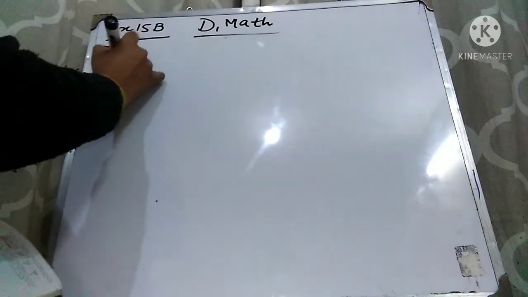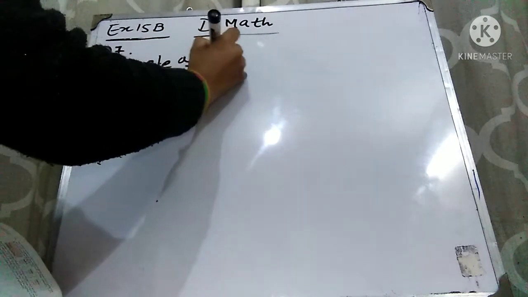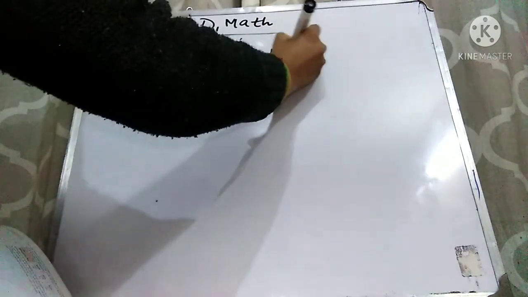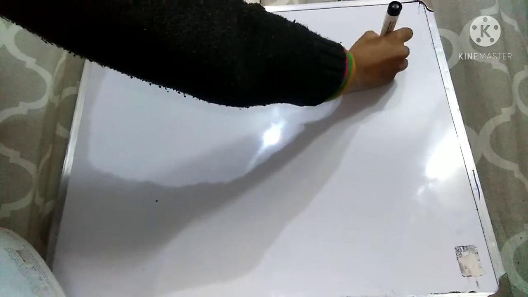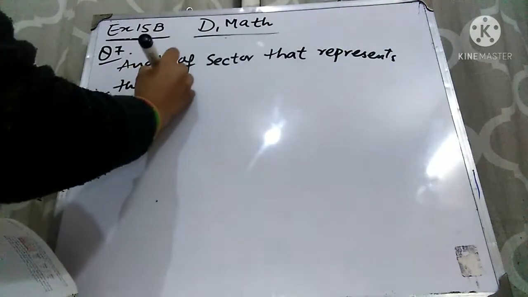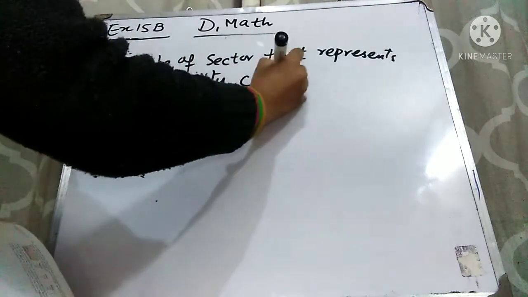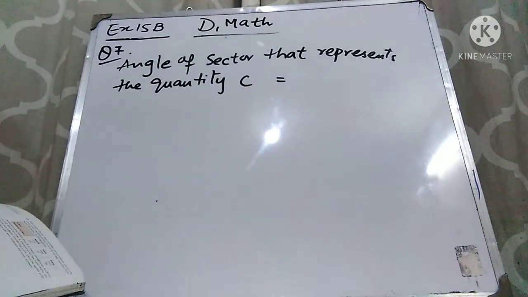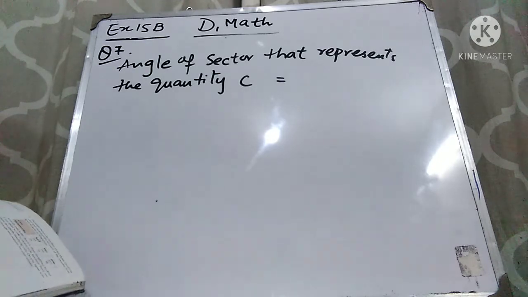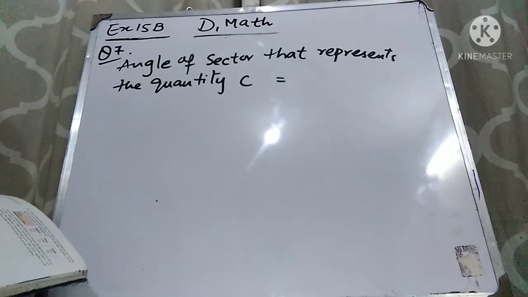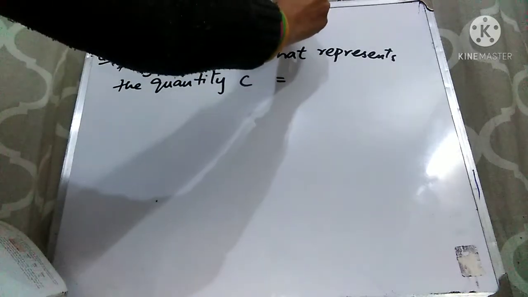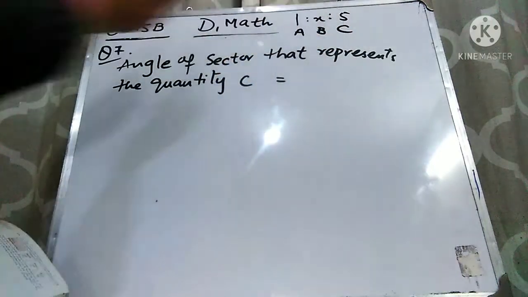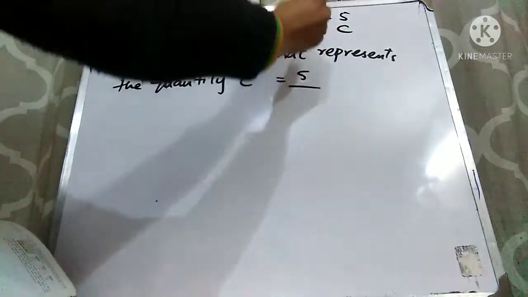You know that the formula to find the angle of a sector, the angle of the sector that represents the quantity C, is the given number divided by the total number, multiplied by 360 degrees. The given number is quantity C. In the ratio 1:X:5, this is A, this is B and this is C, so the quantity C is 5. So you divide 5 by the total number, and the total is 1, X and 5.